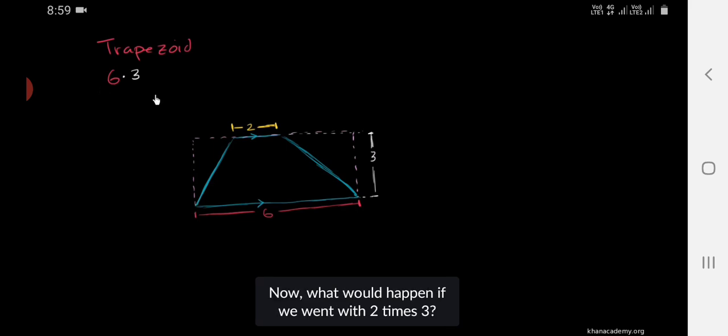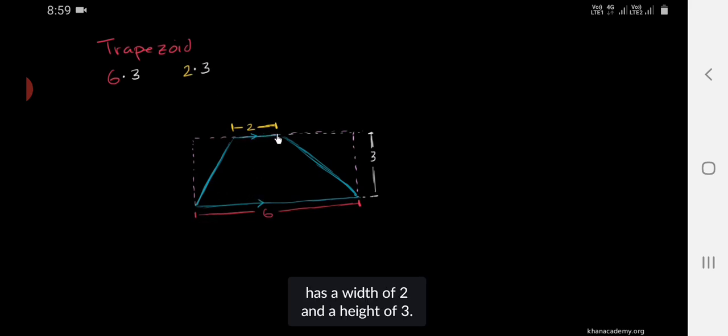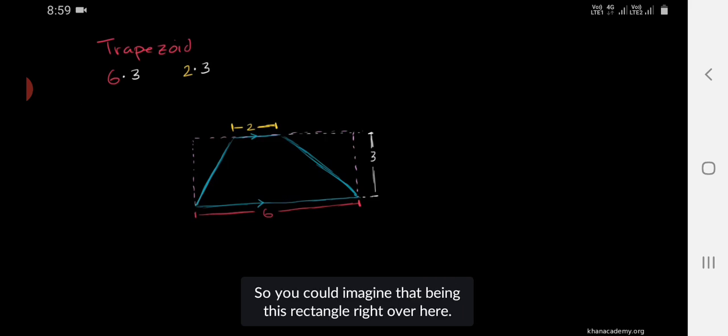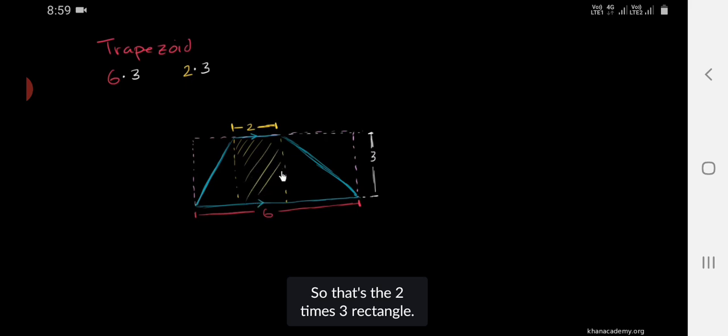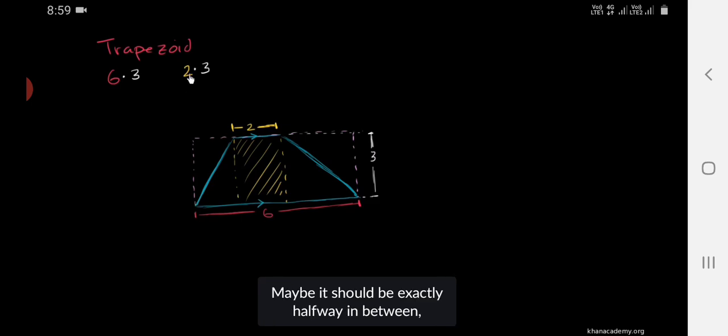Now what would happen if we went with 2 times 3? Well, now we'd be finding the area of a rectangle that has a width of 2 and a height of 3. So you could imagine that being this rectangle right over here. So that's the 2 times 3 rectangle. Now, it looks like the area of the trapezoid should be in between these two numbers. Maybe it should be exactly halfway in between.